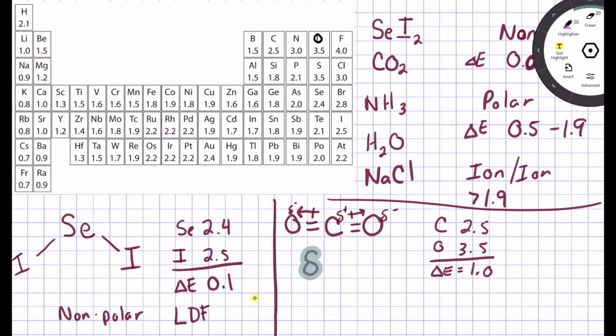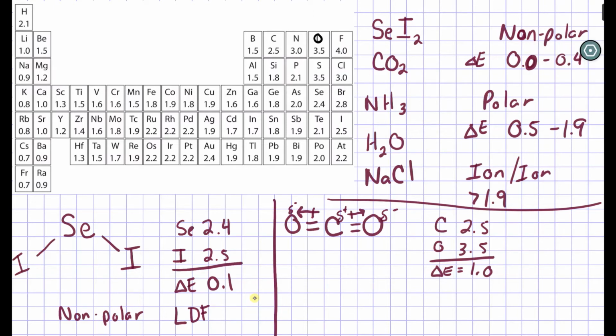So, we do have polar bonds here. However, because it is symmetrical, because it's linear and it has the same atoms on both sides, these are going to cancel out. And so even though I have polar bonds in my CO2, because they cancel out, this will be a non-polar molecule. So the bonds are polar, but the molecule is not because it's symmetrical.